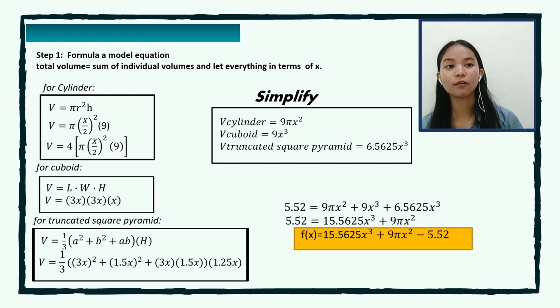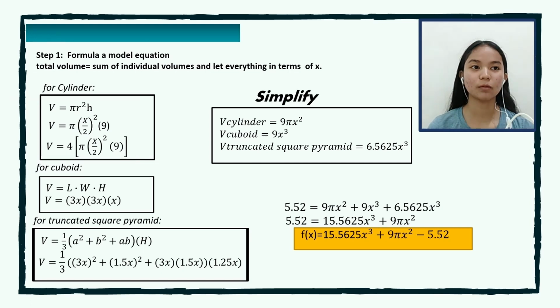For the cuboid, we have volume equals length times width times height. We get volume equals 3x times 3x times 3. For the truncated square pyramid, we have 1/3 times (a squared plus ab plus b squared) times height. So we have volume equals 1/3 times ((3x) squared plus (1.5x) squared plus 3x times 1.5x) times 1.25x.